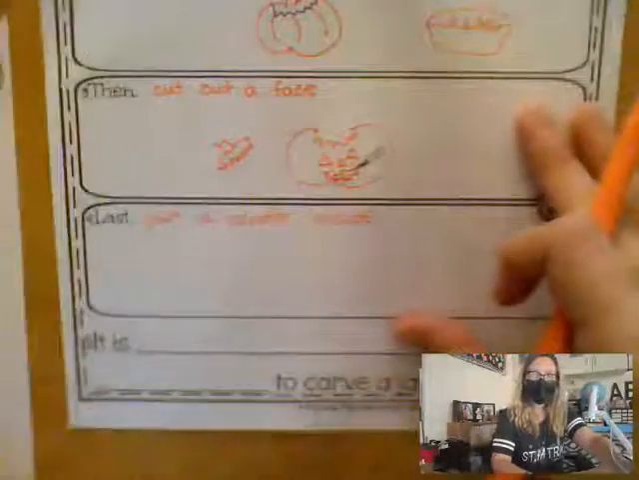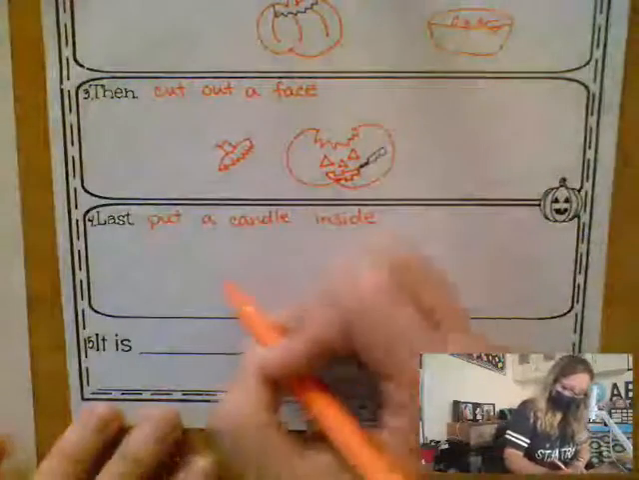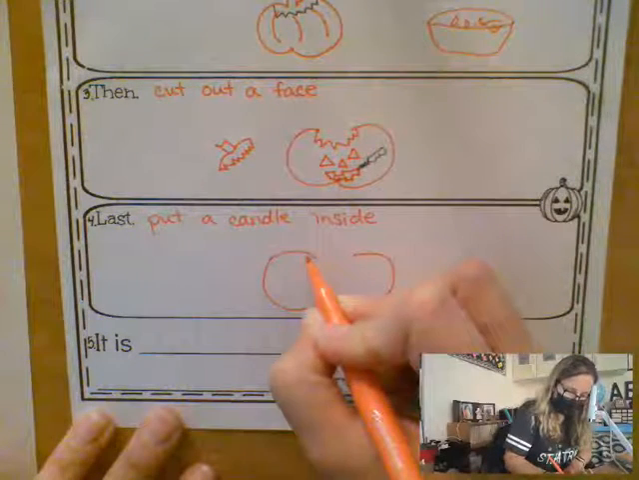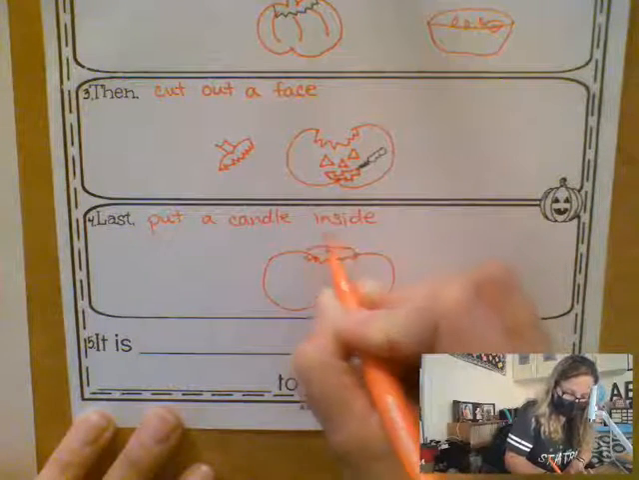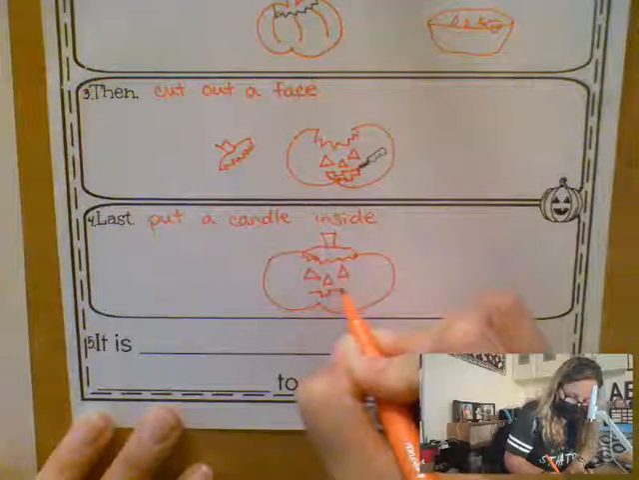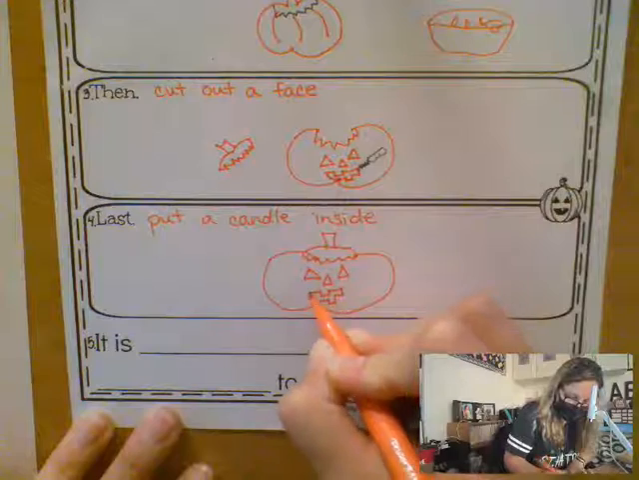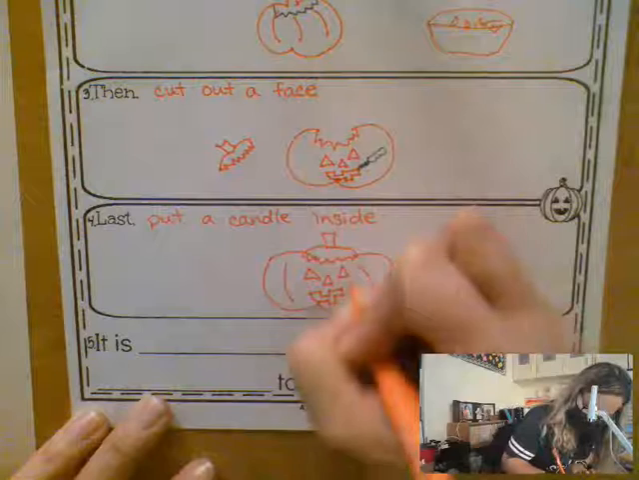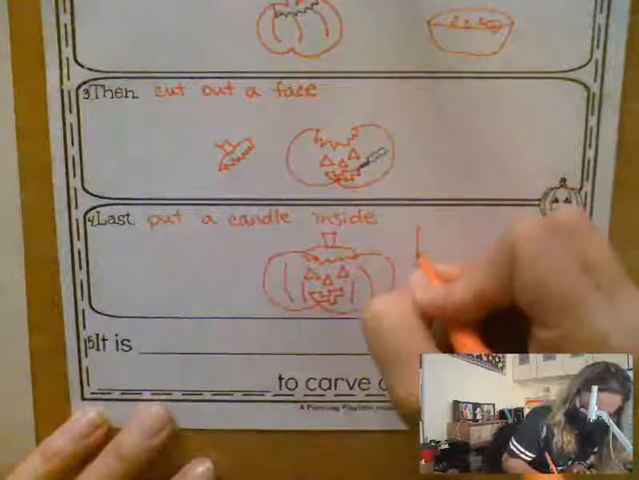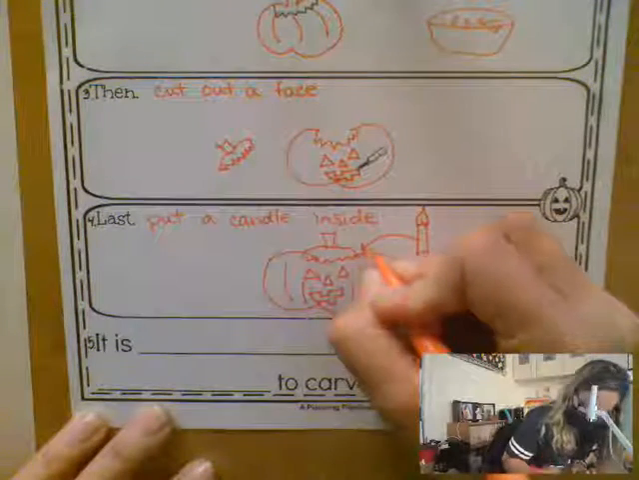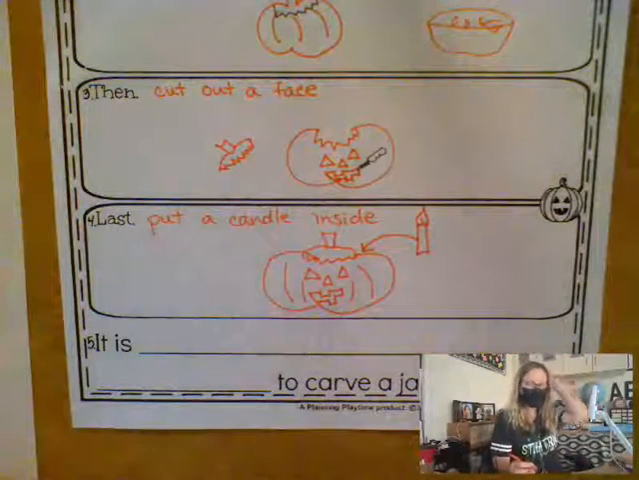And then last it says put a candle inside. So now I'll go like this, and here's my jack-o'-lantern. The top is back on now because we already got it finished here. So here he is with his crazy sidewinded mouth. And then inside of him, I put the candle. So I'll go like this and go inside. Okay? So now I've drawn my pictures.